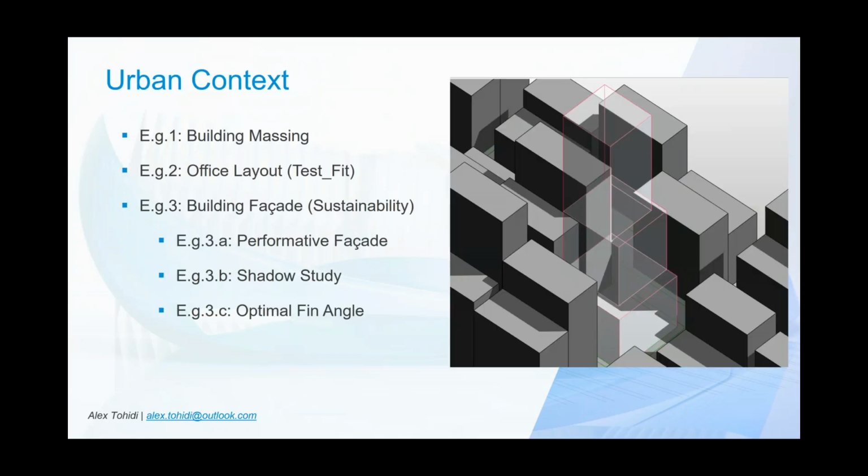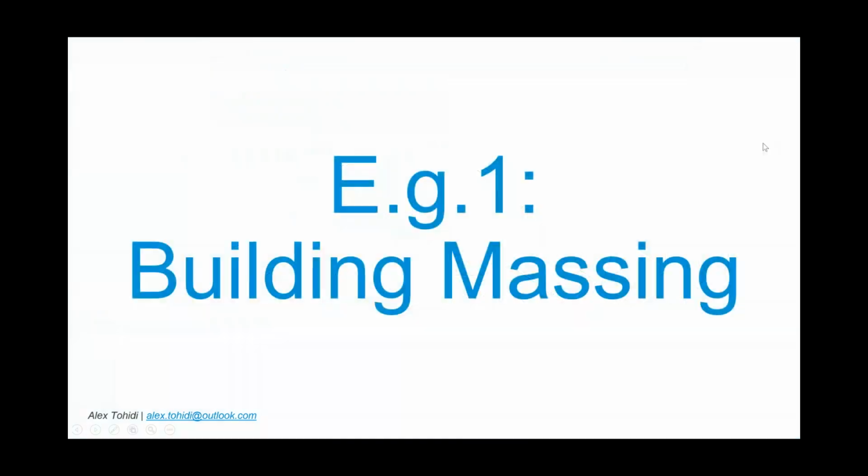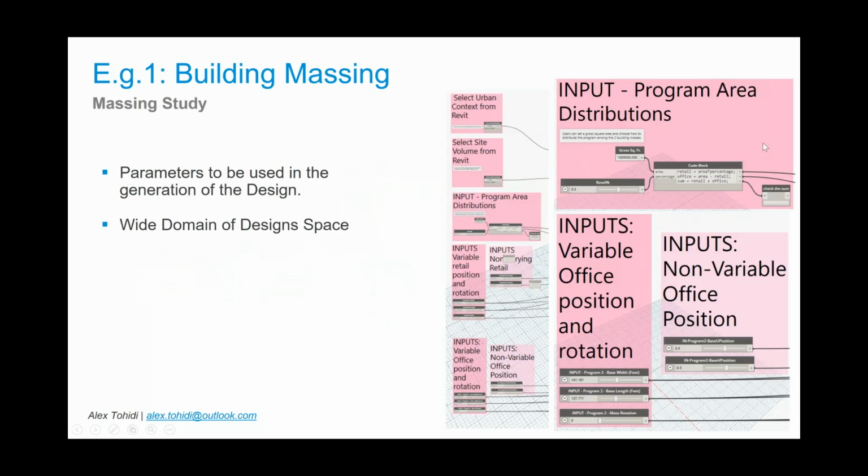Okay, going to this imaginary urban context that we have designed, with building massing, I'm just going to go through the example in this. The first example here would be building massing. This is how Dynamo looks. As I showed you, for this particular example, this was done by the Autodesk team, pretty amazing job. Parameters to be used in generative design. The objective of this study is to find the optimal performing envelope for the tower. So you define a certain set of parameters.